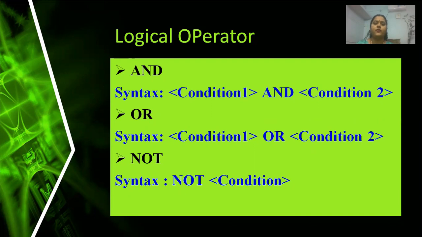The third type of logical operator is the NOT operator. The syntax is NOT followed by a condition. We specify the condition here, like NOT age greater than or equal to 30. It means when the age is not greater than or equal to 30, the statements are executed. All three types of logical operators you can use with a simple if statement, with a nested if statement, or with an else if statement.